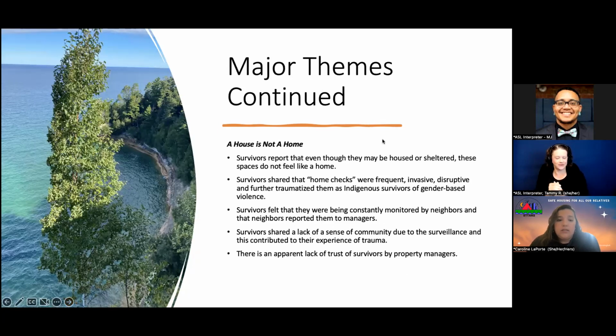Another theme that we noticed, and we titled it "A House is Not a Home." Really what this amounted to is that survivors felt they were constantly under surveillance. This led to them feeling like a space was not theirs. They thought that the home checks were too frequent, invasive, disruptive, and further traumatized them very specifically as Indigenous survivors of violence. And it wasn't necessarily just program staff or property managers, but it was also neighbors reporting them to managers. And this just really led to a sense of not having community in those spaces.